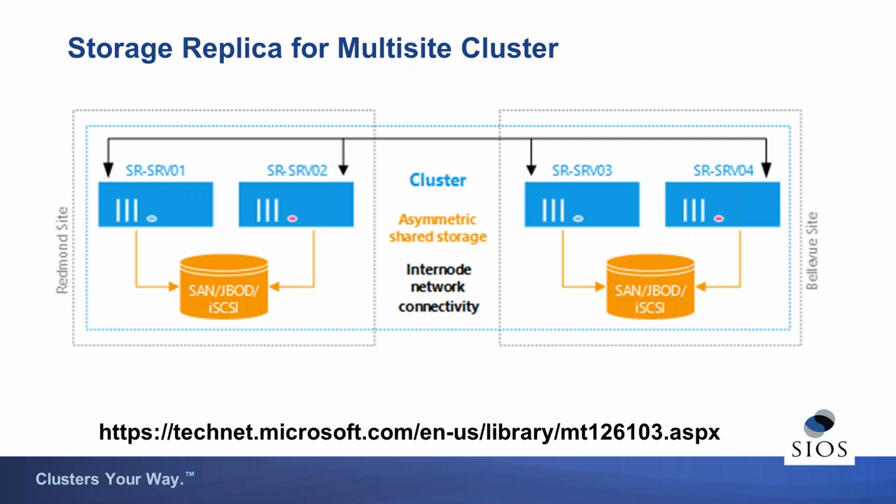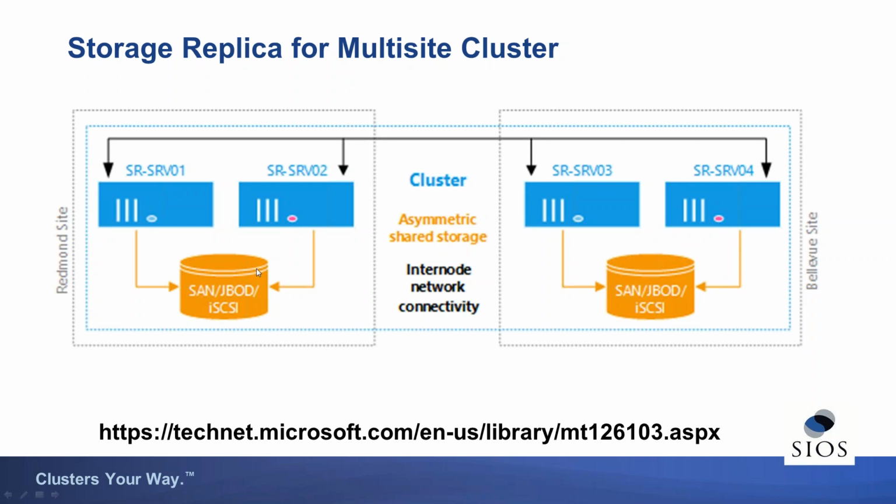This picture here is taken from the Microsoft webpage referenced down below here on TechNet. But essentially what's shown is a multi-site cluster where you have your traditional shared storage cluster in Redmond with SRV01, SRV02, and they're connected to some sort of shared storage device. And that's a SAN, your iSCSI array. And so that's what you have today for a traditional always-on failover cluster instance cluster.